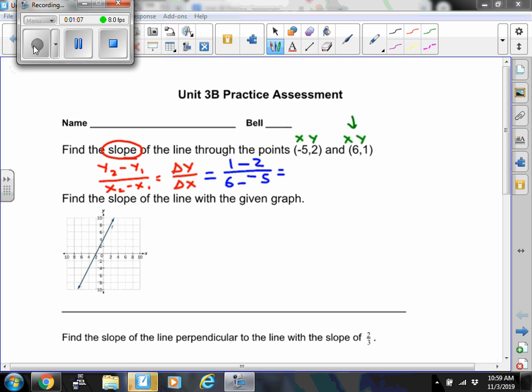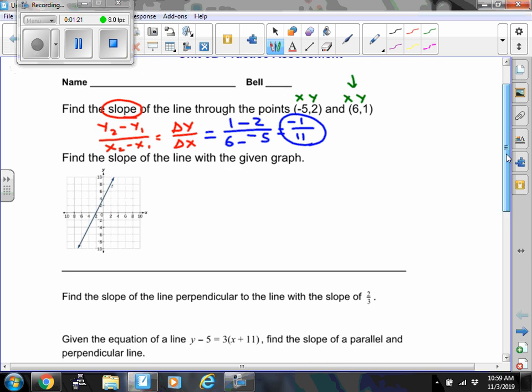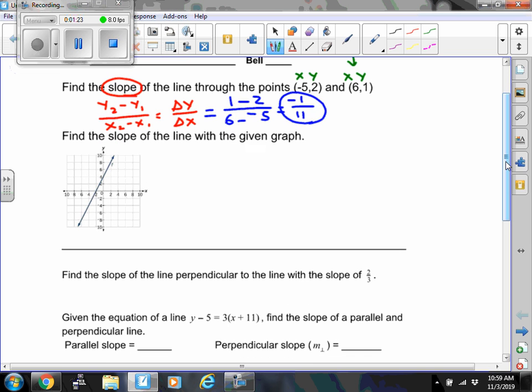Lots of people tend to lose a negative there. And then 1 subtract 2 is negative 1 over 6 plus 5 is 11. You have a slope. And that's all that question is asking you to do, is find slope. Most of the time, you need the slope when you're writing the equation of a line.